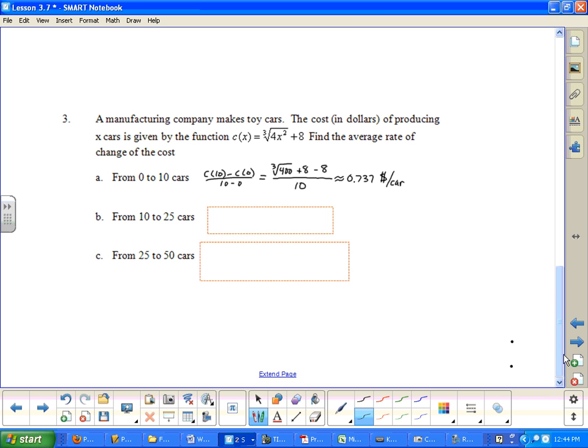Rate of change. But all these are is finding change in y over change in x. Average rate of change. All we're doing is plugging the two numbers they give us into our function, subtracting them, and then dividing by the two numbers we're using.